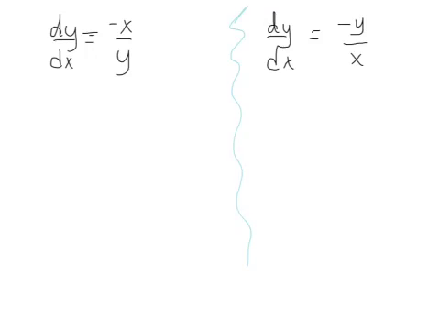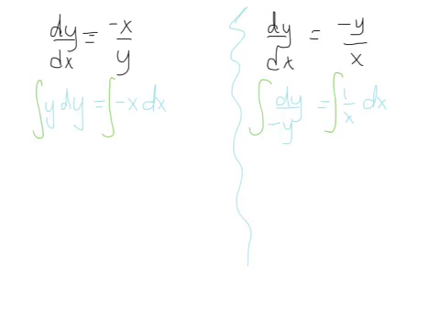Okay, now that you're back, let's see, did you get y dy equals negative x dx for this separation? And do you have dy over negative y equals 1 over x dx for this equation? All we've done is separate the variables. Now let's try that step of integration, or finding the antiderivative. Ooh, this one's going to be fun.